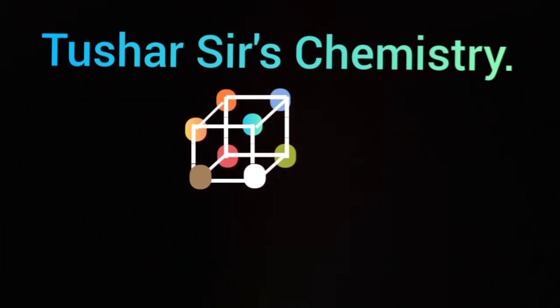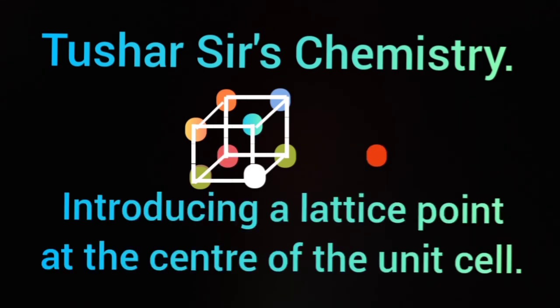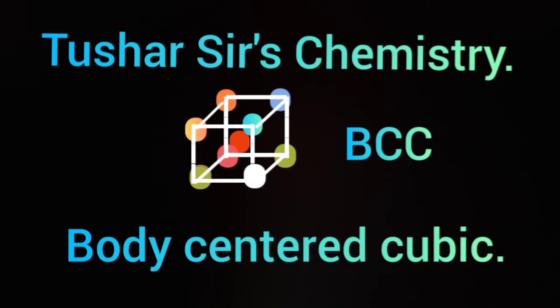To make the open structure of body-centered cubic or BCC, a lattice point must be there at the center of the unit cell. You see how a lattice point at the center is included. This is the BCC arrangement.